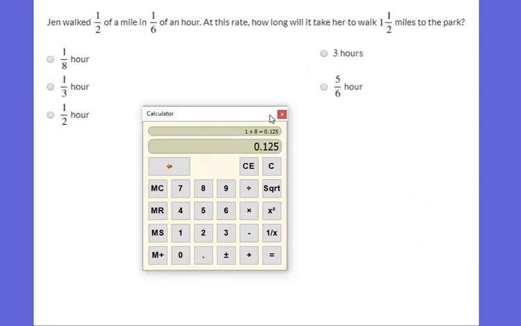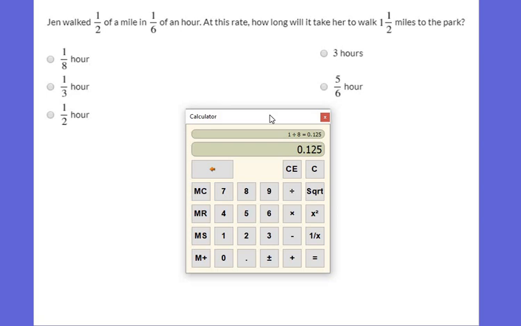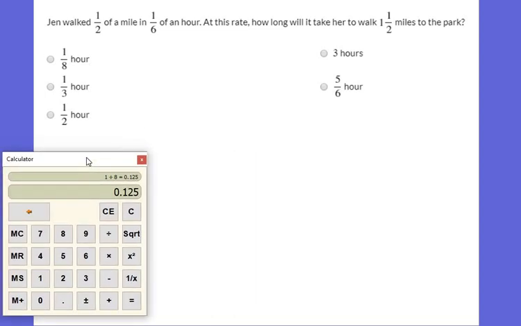Okay, next question. Jen walked half of a mile in 1/6 of an hour. At this rate, how long will it take her to walk 1.5 miles to the park? Okay. I don't want to deal with fractions. Half is pretty easy to work with mentally in my head. She walked 1.5 miles. I know that there are 3 halves making up 1.5.